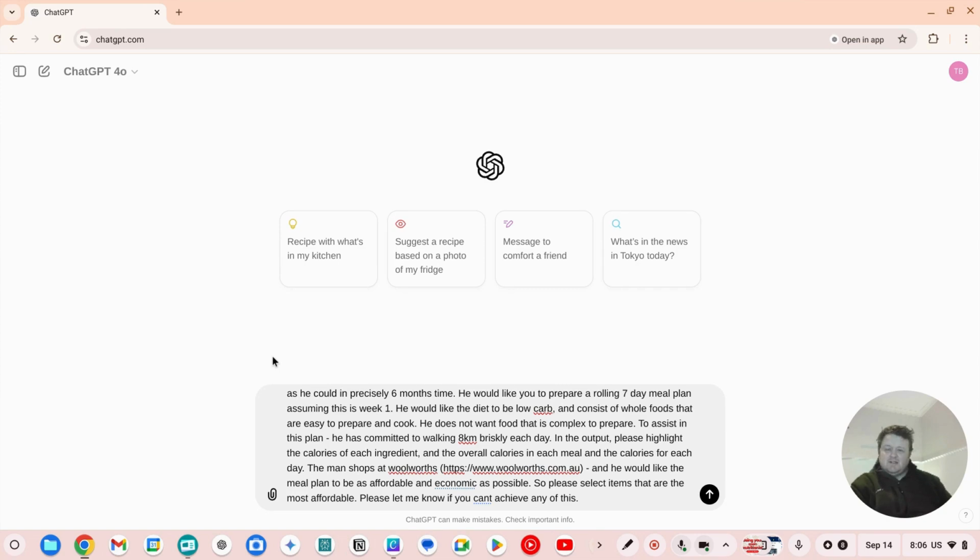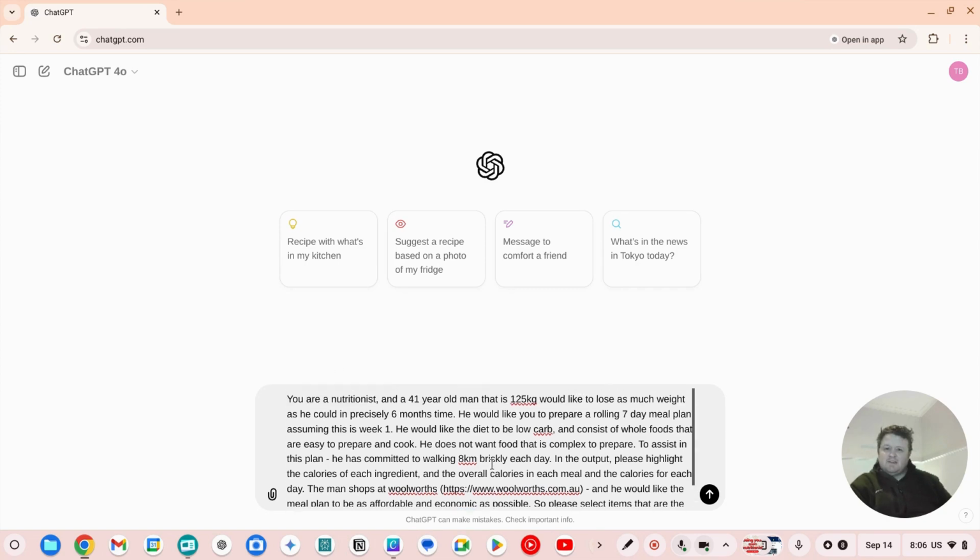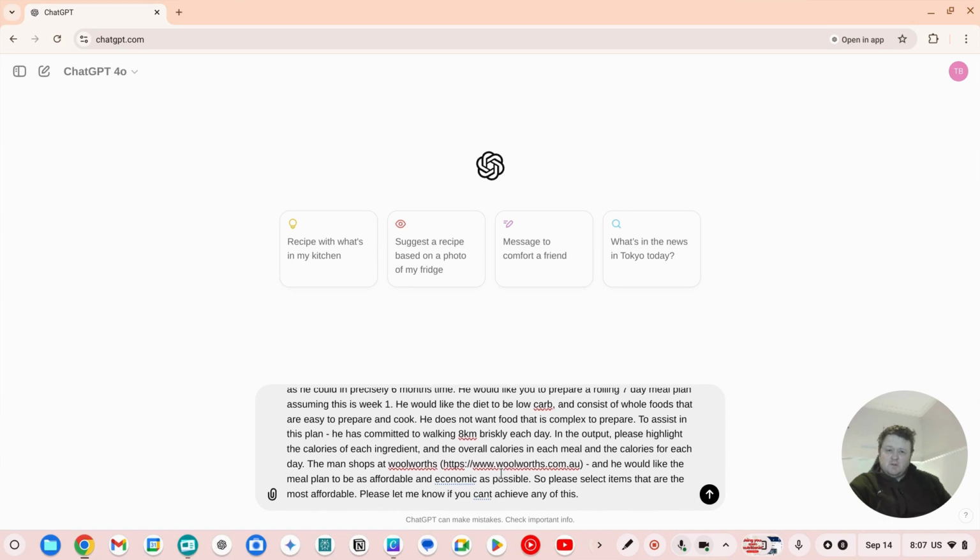All right, so as you can see, a very, very specific use case. As much weight as he wants to lose, 7-day meal plan, assuming this is week 1. He'd like the diet to be low carb, whole foods, easy to prepare. He's going to walk this particular far each day at a brisk pace. You want all the details of the calories, and you want to buy them from Woolworths as affordable and economic as possible. Let's go. Let's watch this.